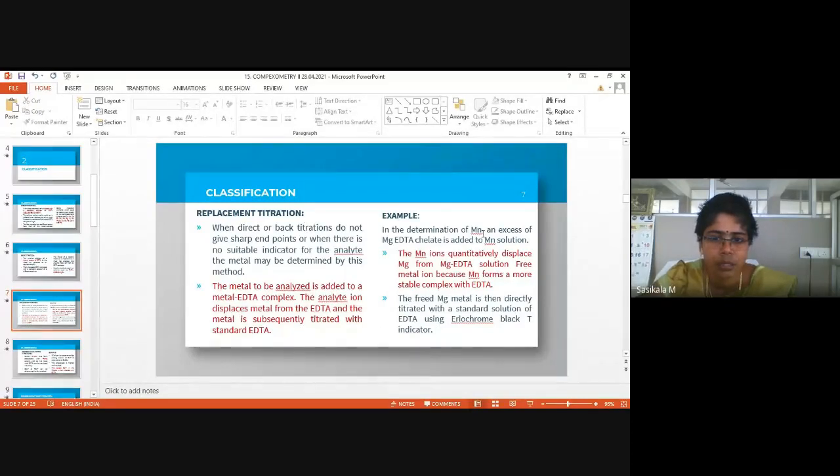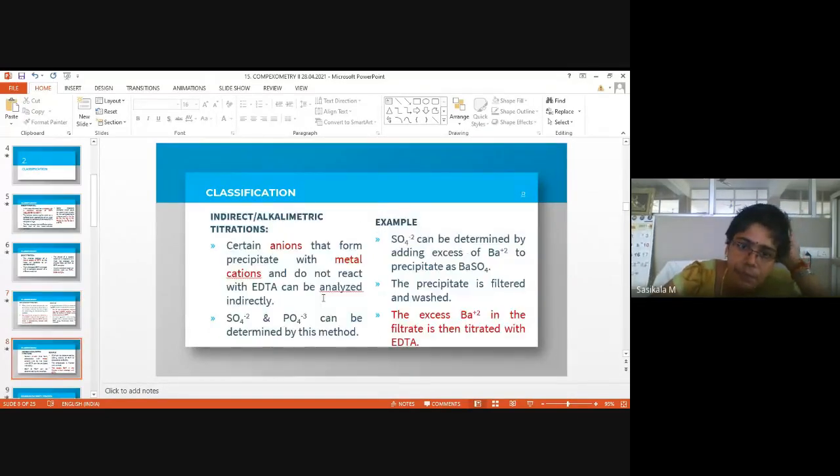Okay, so this is about replacement titration. Here the metal is replaced. The metal already complexed with EDTA is replaced by the analyte metal, and the replaced metal, freed from the complex, is titrated with EDTA. So another complex forms. Once all the reaction completes, what happens? Only the indicator will be there, and that indicator will give a color change. That is observed as the endpoint.